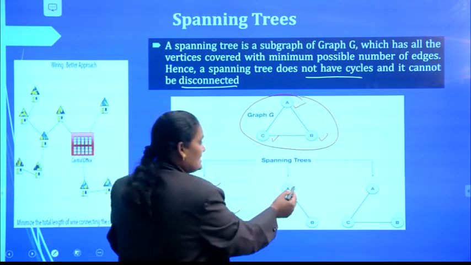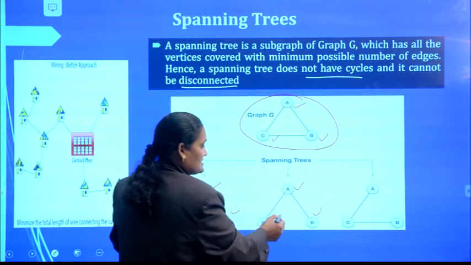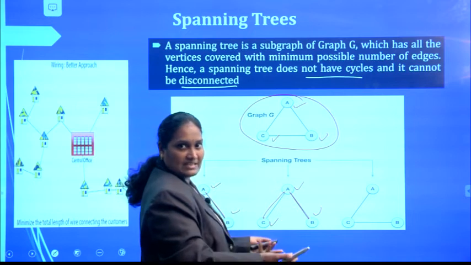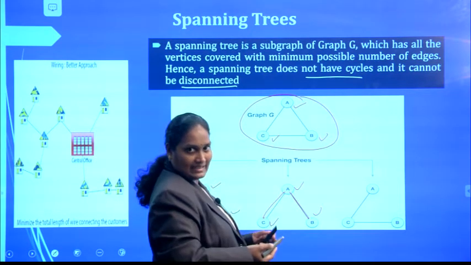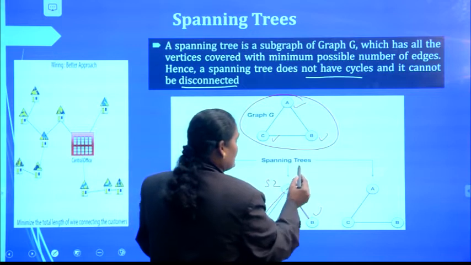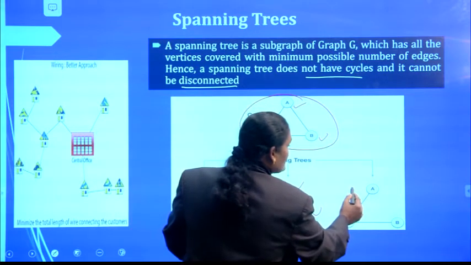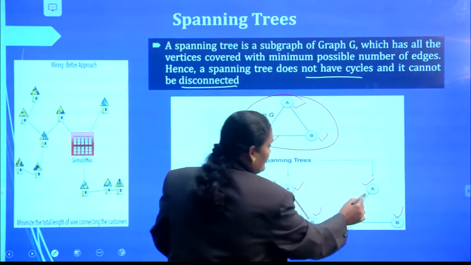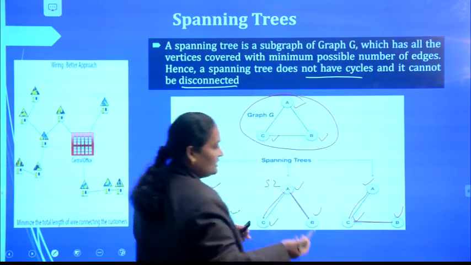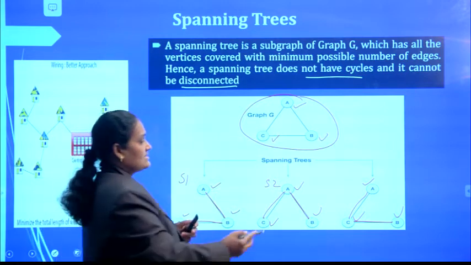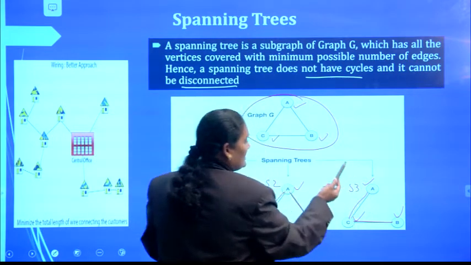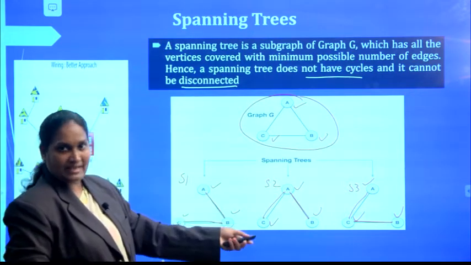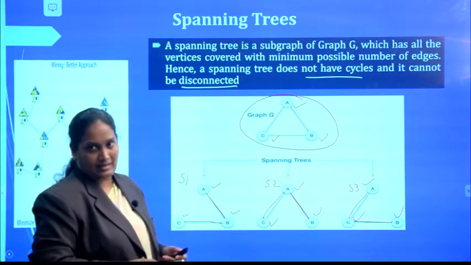And here this also contains the same number of vertices with these 2 edges. This also does not have any cycles and is not disconnected. So this is another spanning tree. And here this is also another spanning tree which has 3 vertices and these edges. It also does not have any cycles and is not disconnected. So these 3 are different spanning trees of the given graph.